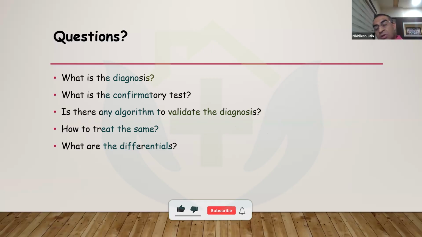You need to know the algorithm, specifically the pregnancy specific algorithm for validating that this patient is indeed having a TTP related to pregnancy. You need to know the treatment for the same, how long you want to do the treatment, how many sessions you want to do. Are there any special precautions that you would like to use? And of course, the differential diagnosis which can come out of this, right?